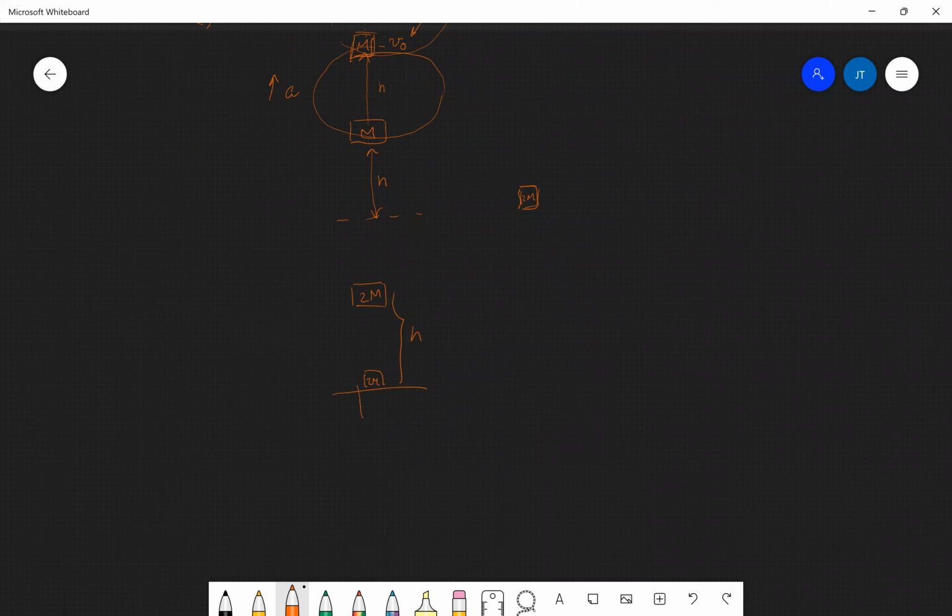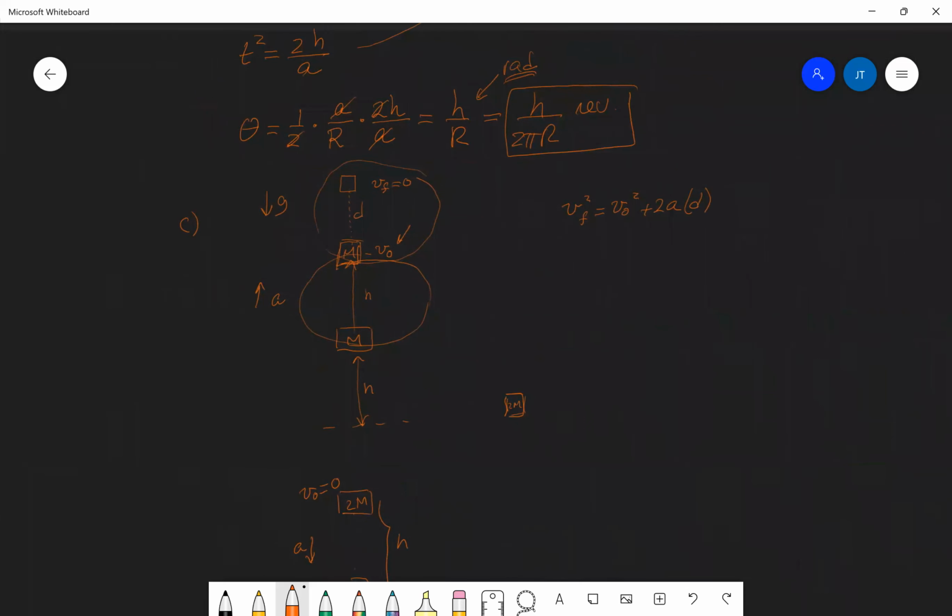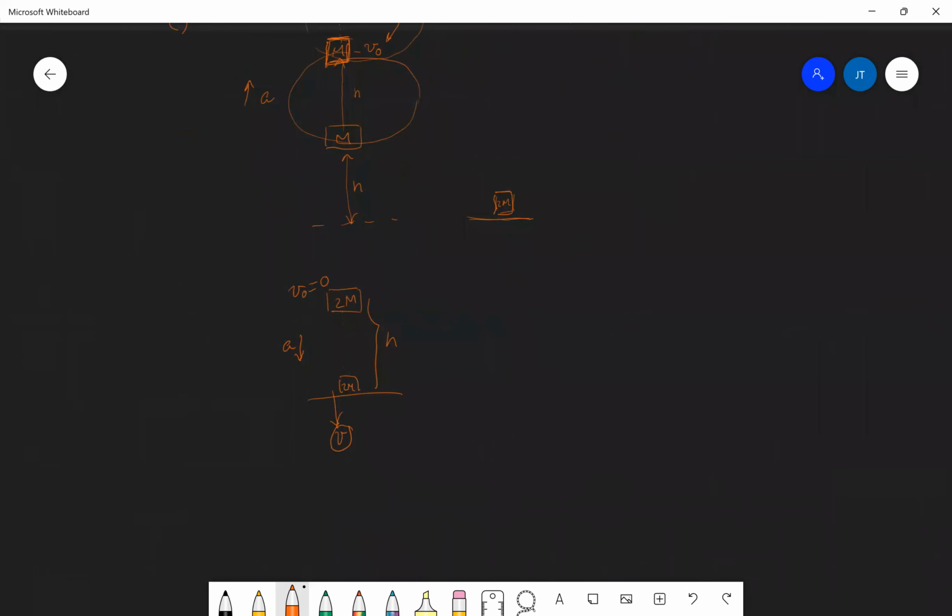Here's 2m. It has to go down a distance h and hit the ground. Here, velocity v0 is 0 because it was stationary. Then we let go. This block goes down under the acceleration a, and then hits the ground. So right before it hits the ground, it's got this much velocity. This will serve as the initial velocity for m at this point, because m and 2m have the same velocity as long as they're connected.